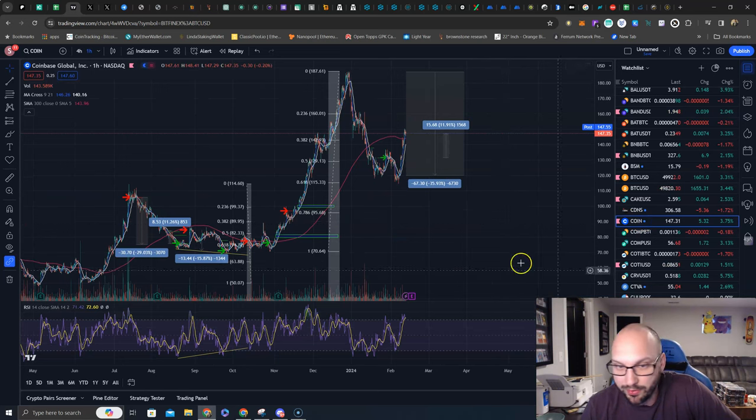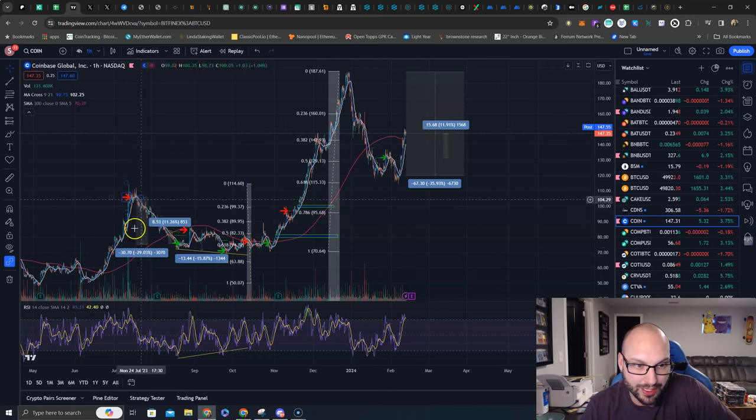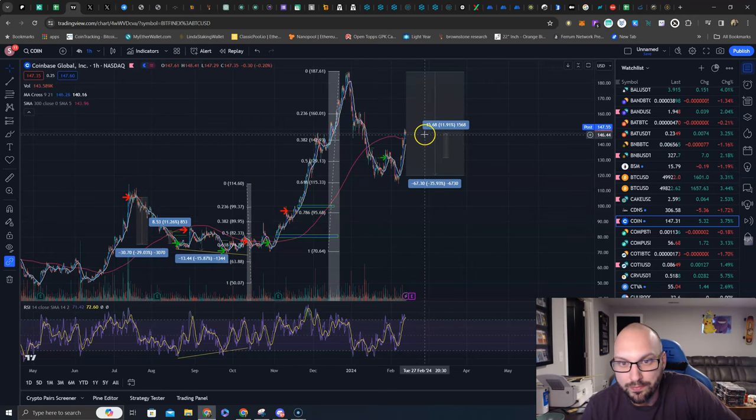Coinbase and these other crypto-related stocks have rallied nicely. We're up 12% on our newest Coinbase position. Yes, every single trade has been a winner, and we're up 12% now. I will be monitoring this. We are now sitting nicely above this 300 moving average, so that's good to see.